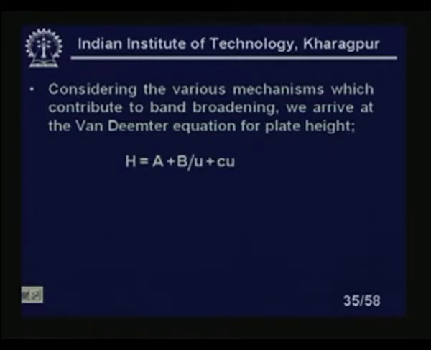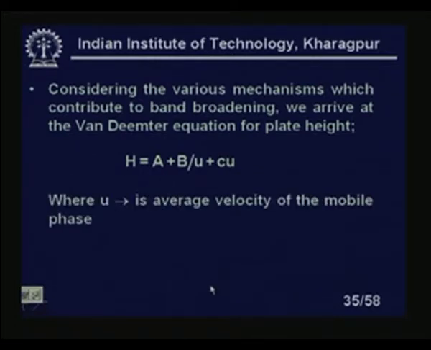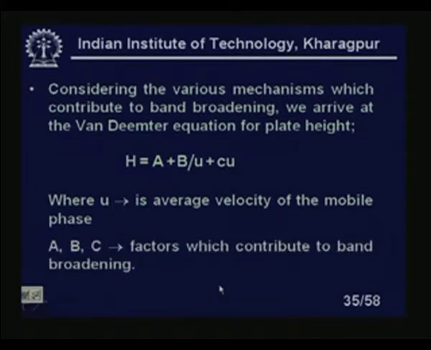Now, considering the various mechanisms which contribute to the band broadening, we arrive at the Van Deemter equation for the plate height, which is given by A plus B upon u plus C u. Okay. This is all the dimensions of length. We will explain this A B C next, where u is the average velocity of the mobile phase. A, B and C are factors which contribute to the band broadening. What are these A B C? Let us explain.